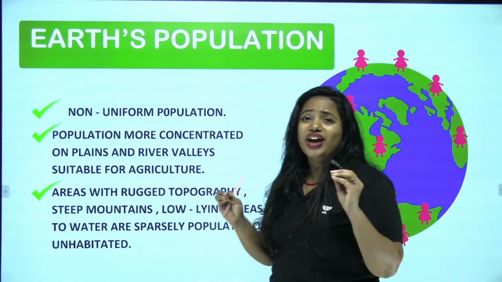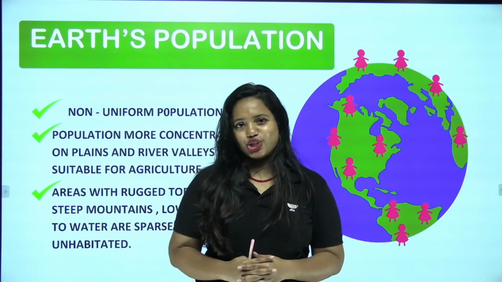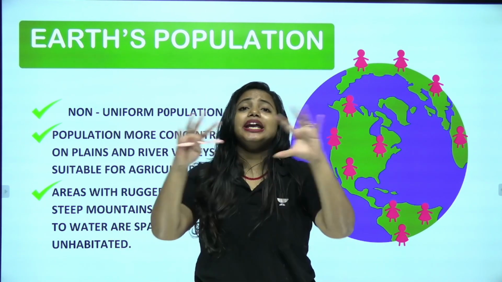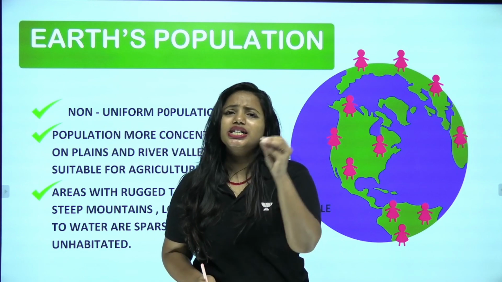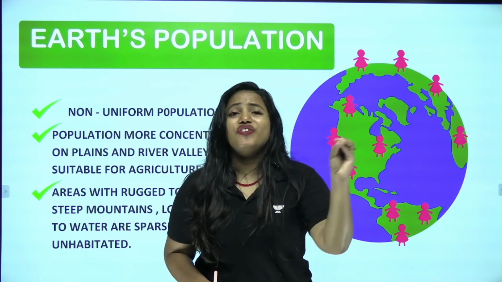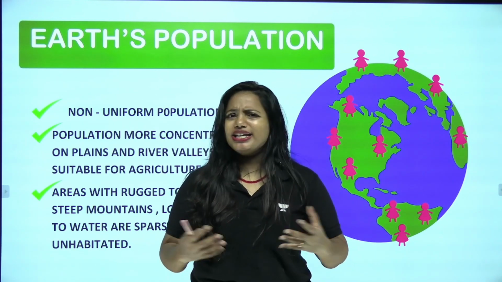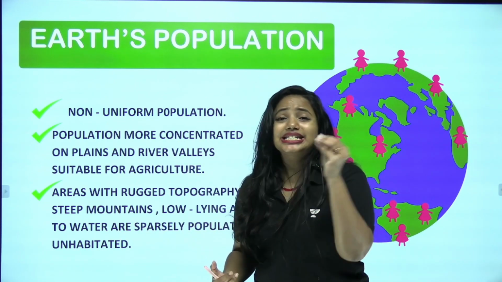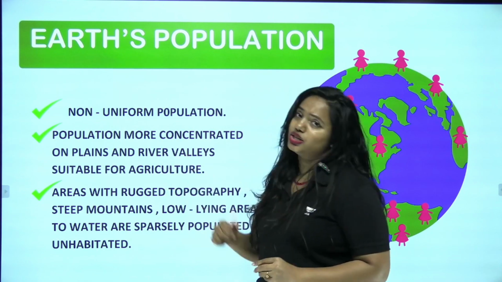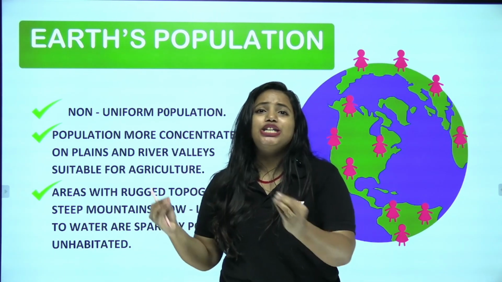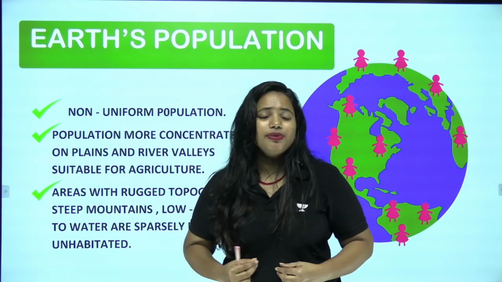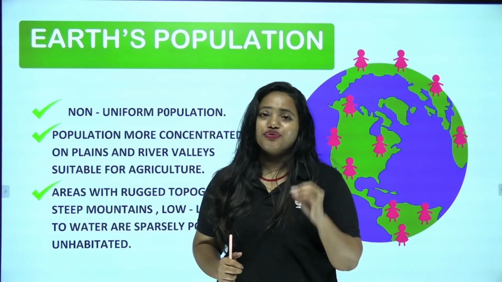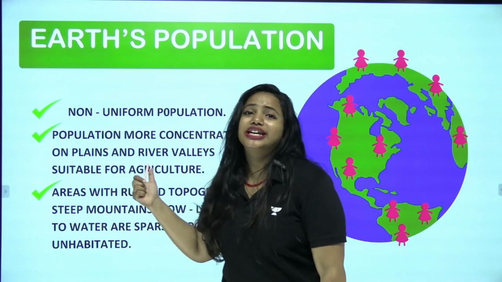Let's start off with the very first concept, Earth's population. As I mentioned before, Earth's lands are not completely occupied by people. There are certain areas where the population is very much concentrated. Which are these areas? Plains and river valleys. Why? Because these areas are suitable for agriculture. Why? Because people need to live. They need to get water, food, and the necessities to lead a good life. So for that, they need to concentrate on these kinds of areas.